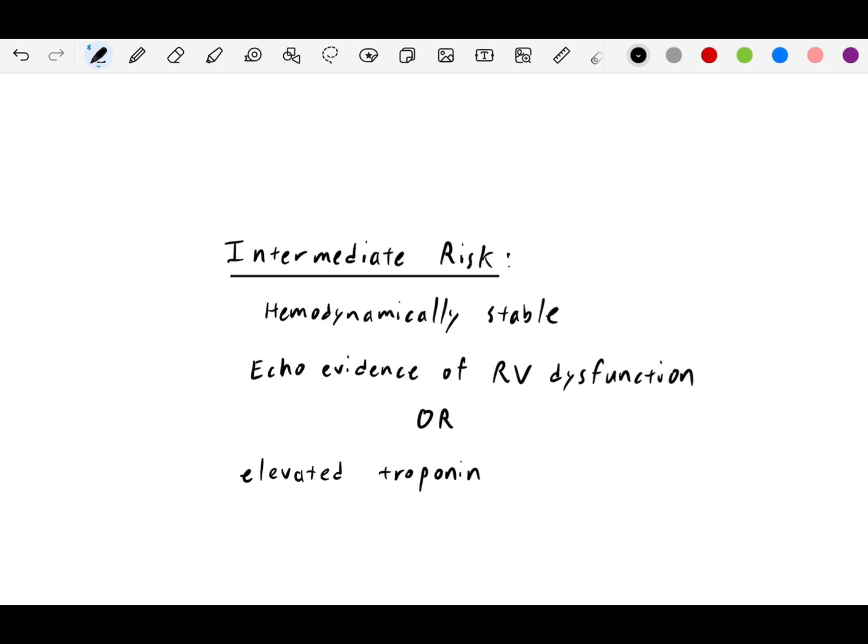All right, now let's go ahead and move into the intermediate risk, aka the submassive pulmonary embolism. So with this one, you will be hemodynamically stable. Right, so blood pressure should be pretty good, but then you will either have an elevated troponin, or you will have evidence on an echo or a cardiac ultrasound of right ventricular dysfunction. But another laboratory study you may want to check as well is going to be a BNP.